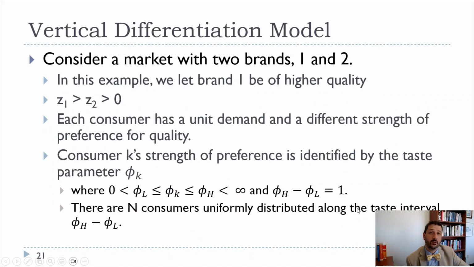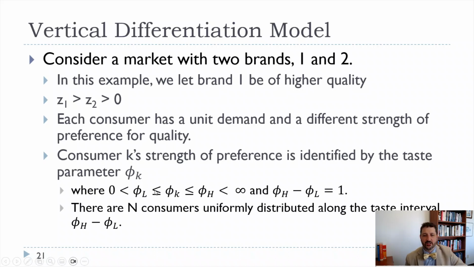All right, so how are we going to model this? Well, it's actually not that different than our horizontal product differentiation. We're going to assume that there's two brands, 1 and 2, and they have some level of quality Z. And we'll assume, just for simplicity, that brand 1 has higher quality than brand 2. So Z1 is larger than Z2. And each consumer has a unit demand again. So that, remember, that just means that they buy one unit, but a different strength of preference for quality. And so we're going to capture that with our theta here.